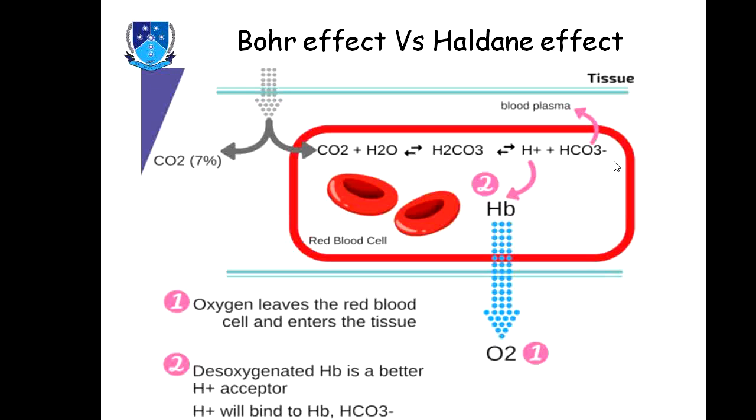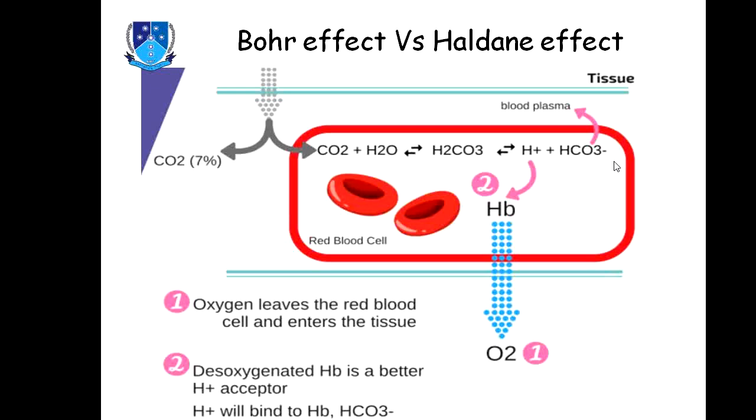In the Haldane effect, the increased concentration of oxygen inside the hemoglobin leads to the detachment of protons from the hemoglobin. So when the concentration of oxygen is increased inside the red blood cell, the concentration of protons inside the red blood cell will be decreased, and that proton will combine together with the bicarbonate, and that will form the carbonic acid, and that carbonic acid will be converted to carbon dioxide and water, and that carbon dioxide will be released out of the body. That is what we call the Haldane effect.